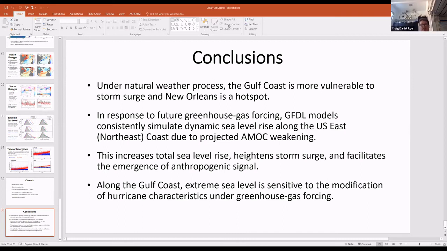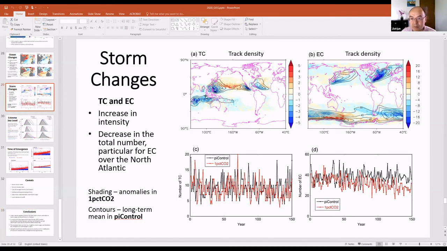So we have a question from Gavin in the chat. Gavin's asking, are there any changes in extratropical storms? Extratropical storms. Any other changes? So the extratropical storms.